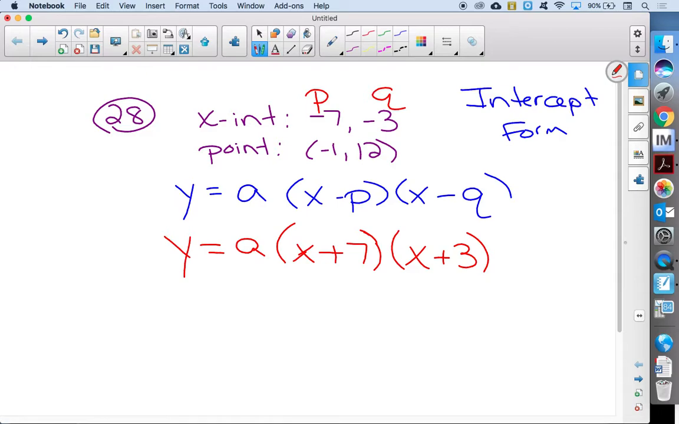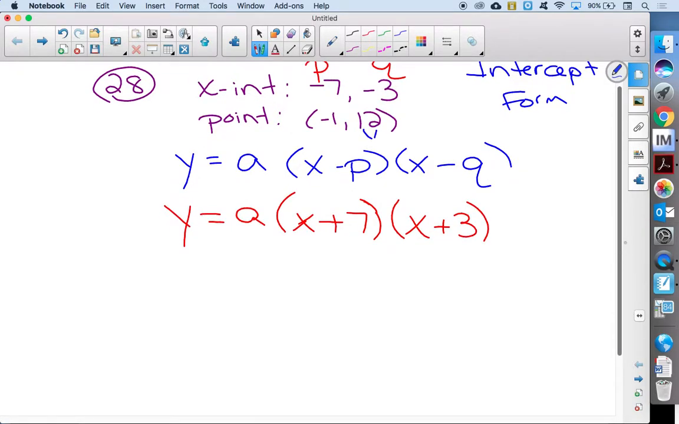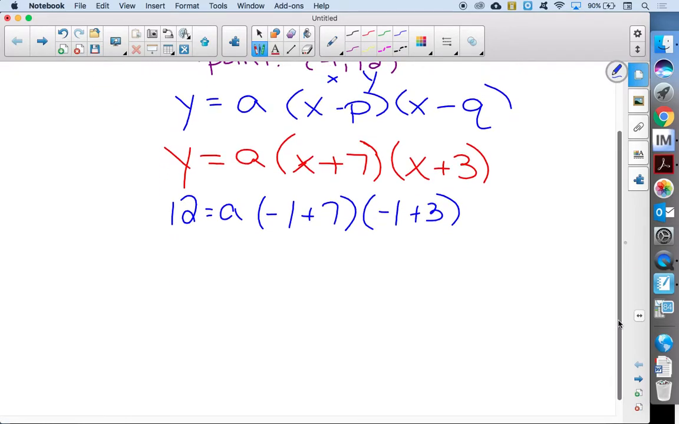And then after this, you plug in negative 1 and 12. So you plug in 12 for y, and then set it equal to a times negative 1 plus 7 times negative 1 plus 3. Good. So you take the point, which is your x and your y, and you're plugging in the values for x and y into the problem, and then you have a to solve for. So negative 1 plus 7 is?